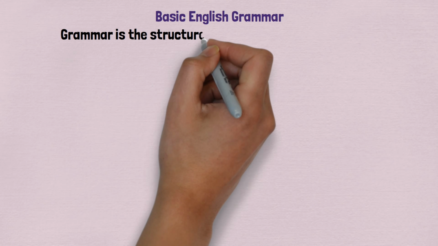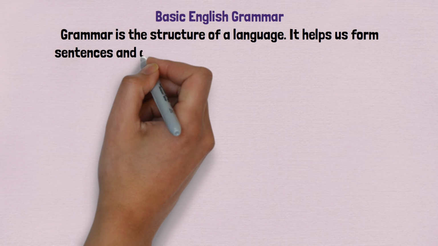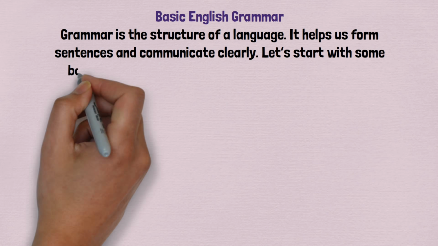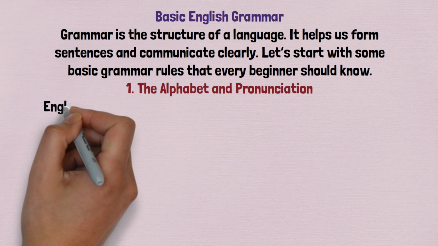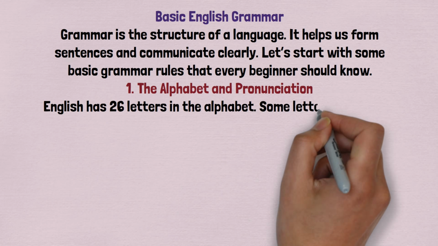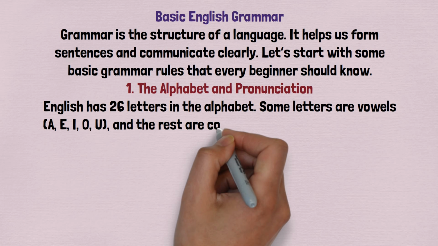Basic English grammar. Grammar is the structure of a language. It helps us form sentences and communicate clearly. Let's start with some basic grammar rules that every beginner should know.